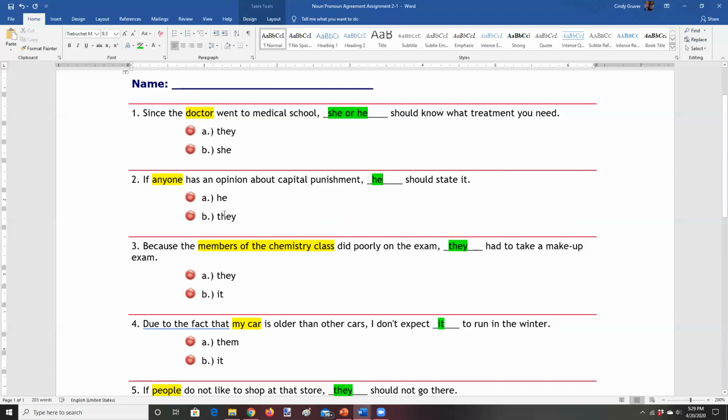Now, I would say he or she should state it is probably the better, because he's kind of sexist, to be honest, because anyone includes women as well as men, obviously. And so in this context, to say he would suggest that women aren't being considered.